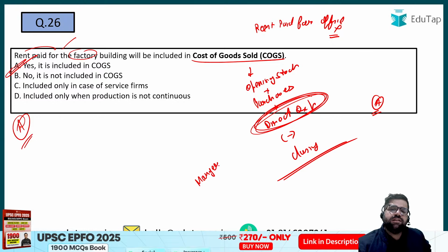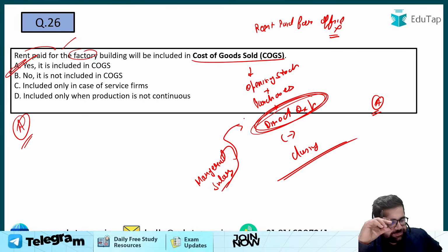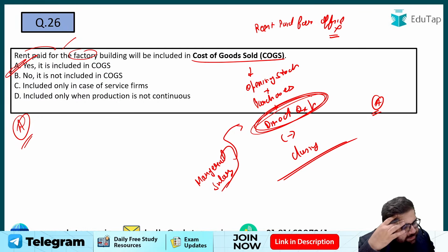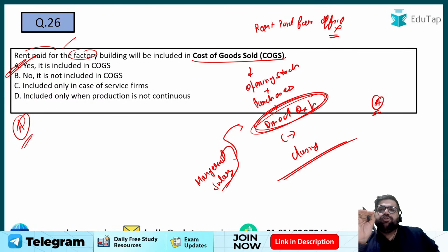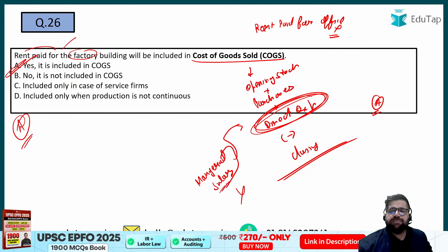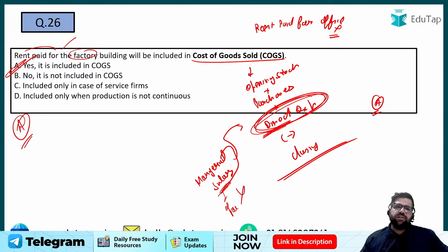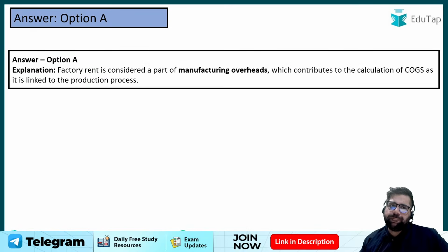Tell me, managerial salaries. If I say salaries of a manager, will it be included in COGS? Salaries paid to the manager, will it be included in COGS? No, because managers are not working directly on the production, right? So you will not include that in your direct expense. That will be included in your operating expense. Cool. So answer over here will be option number A.